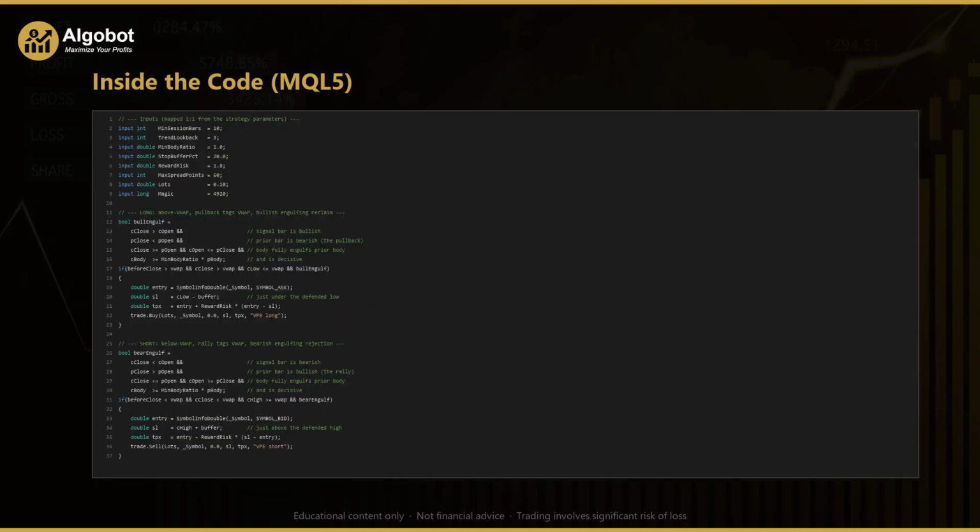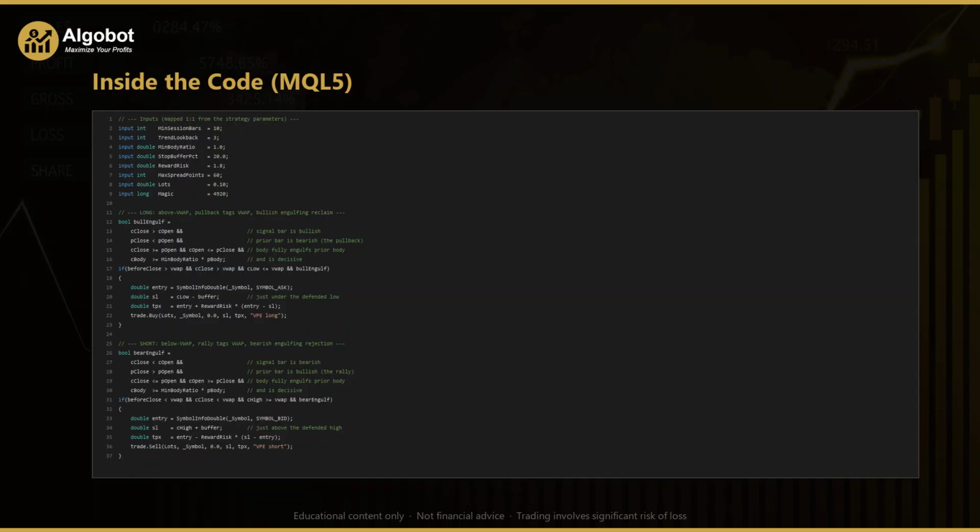Here's the core of the strategy as it appears in MetaEditor. At the top are the inputs, mapped directly from the strategy's parameters. Min session bars is how many bars must form after the open before the VWAP is trusted. TrendLookback is how many bars back the close must already be on the trend side of the line. MinBodyRatio sets how decisive the engulfing candle must be. Stop buffer PCT controls how far beyond the candle extreme the stop sits, and RewardRisk sets the take profit as a multiple of the stop distance. Max spread points, lots and magic round out the configuration.